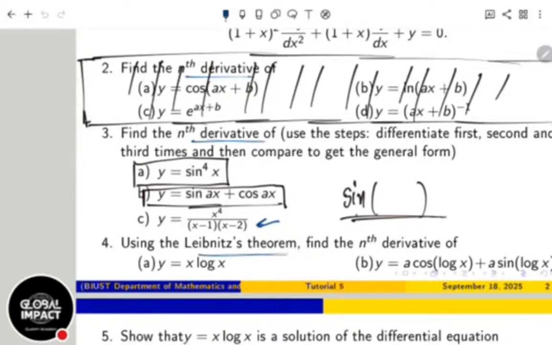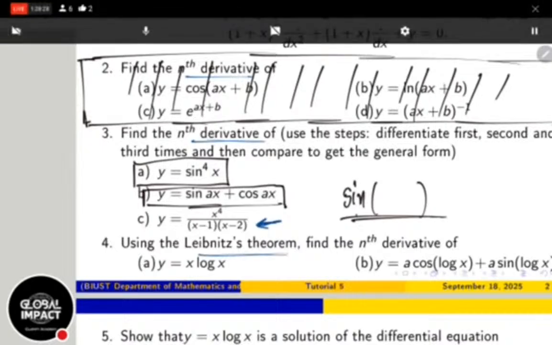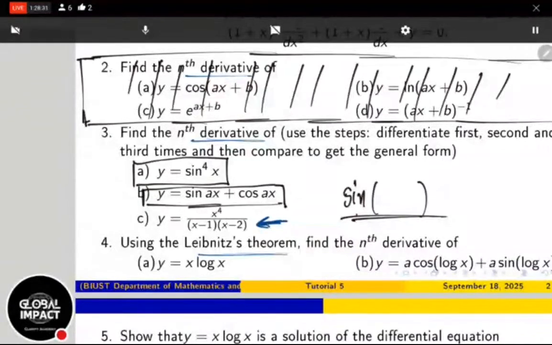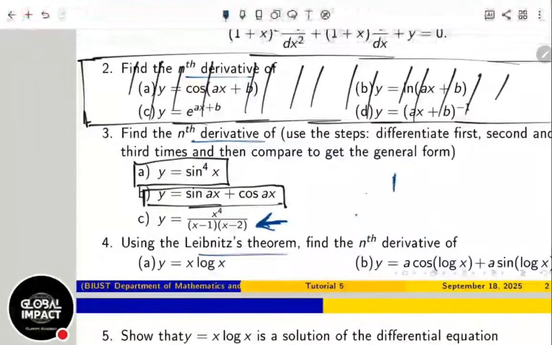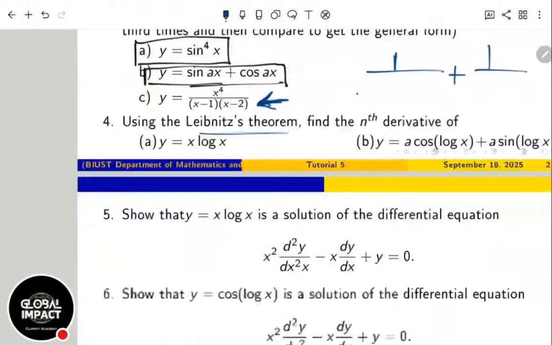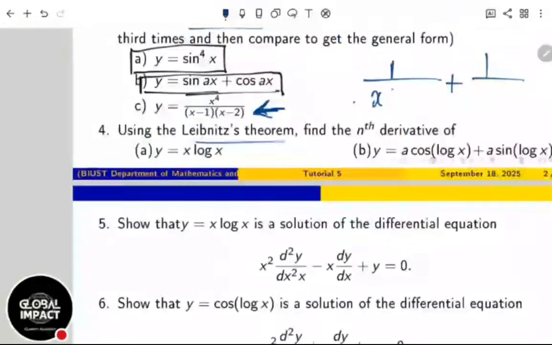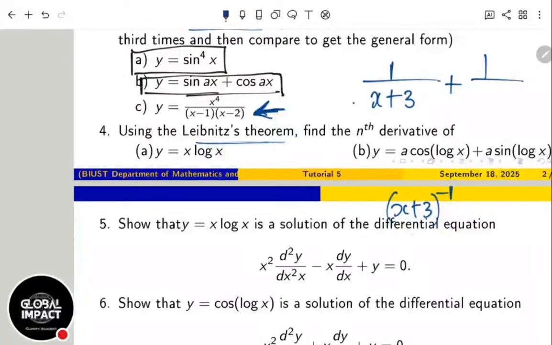For a fraction, you're going to need to do partial fractions. To get the nth derivative for this fraction, you're going to have to do partial fractions, and when you do that, you are going to have two fractions, 1 over something plus 1 over something. Then we can find their nth derivative, because that fraction, if it's 1 over x plus 3, that means we now have x plus 3 to the negative 1. And that's case number 4. We know how to get nth derivative for something like that.